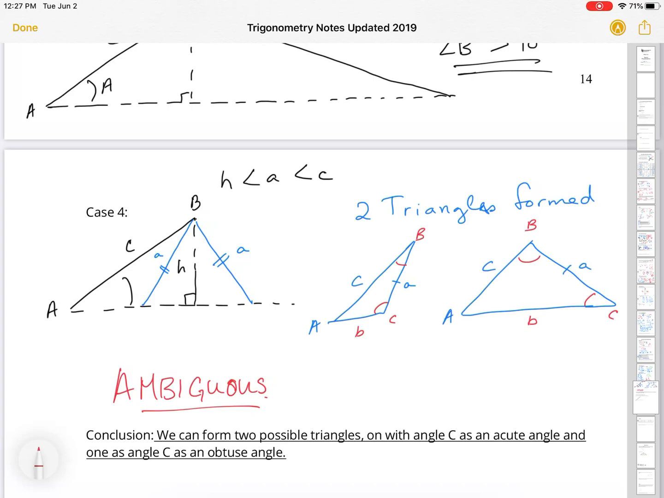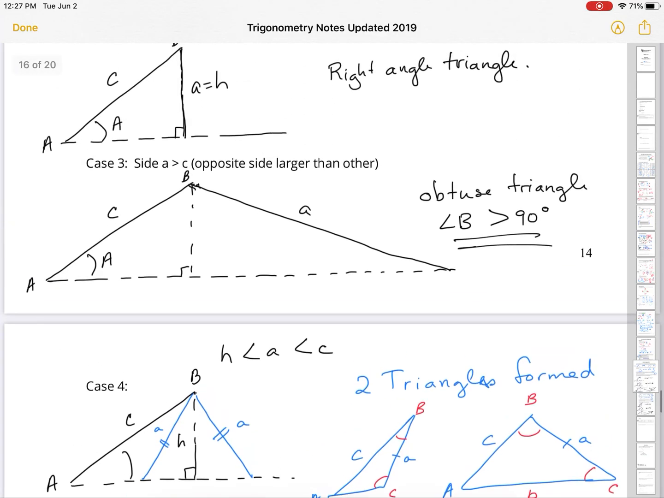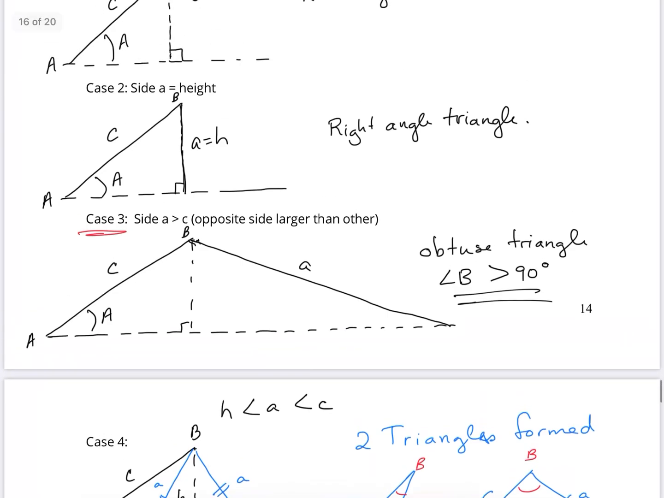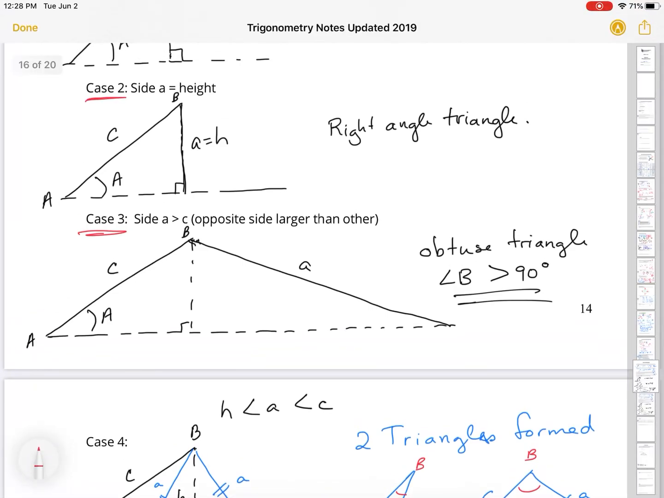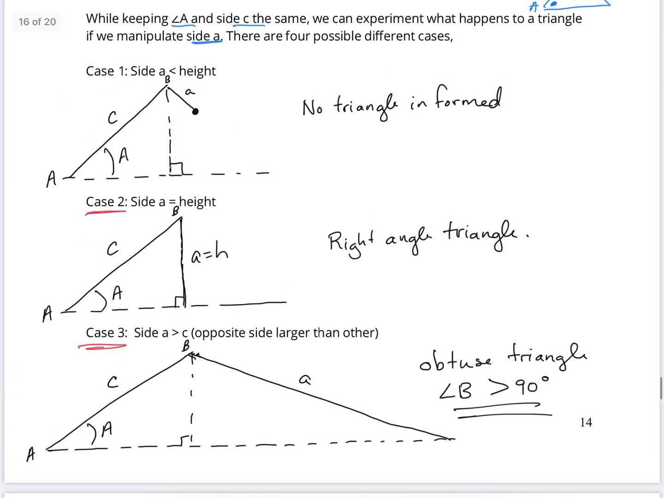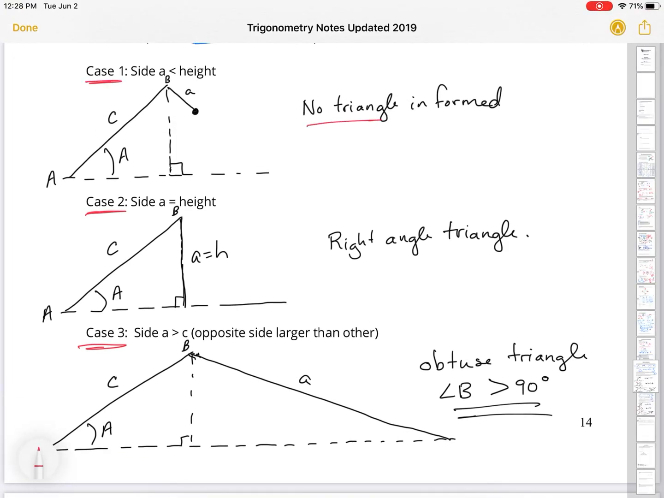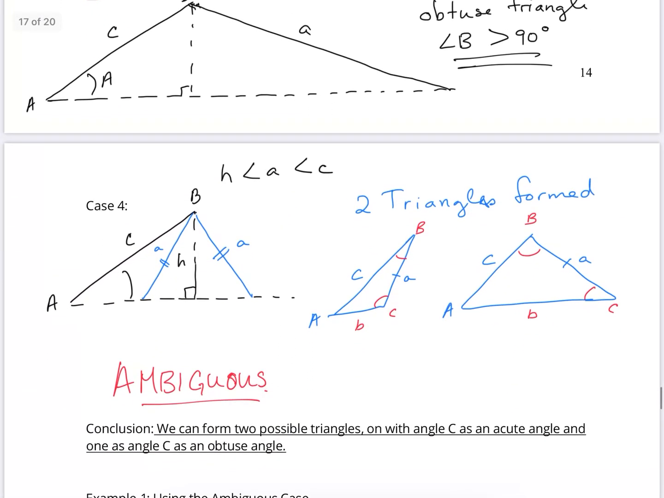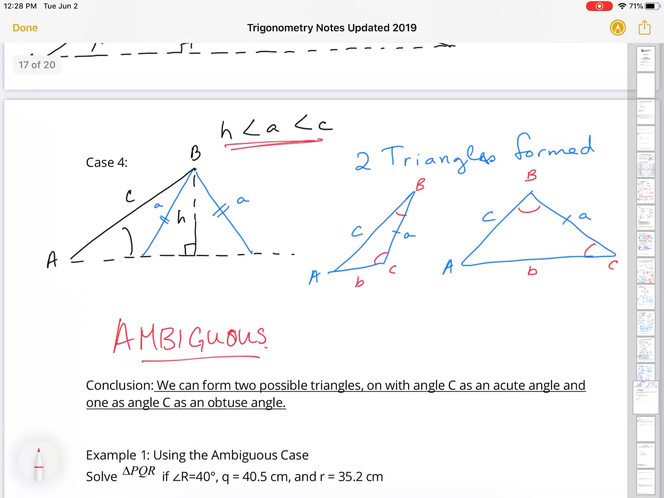Now it might not be. It might be the situation that we saw here with case 3. If side A is longer than side C, then there's only one possibility. Or it might be case 2, where A is equal to the height, and again, there's only one possibility there. Or you might have no solution, no triangle formed if it's less than the height. However, if it is greater than the height and less than C, you have the ambiguous case.